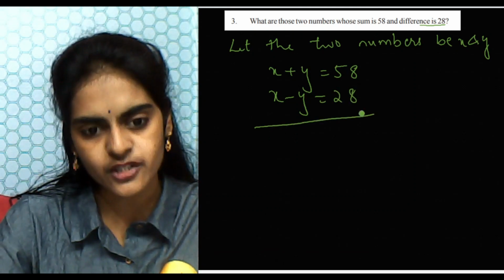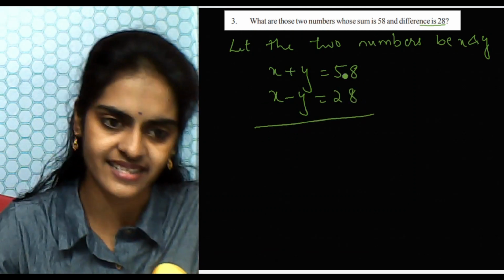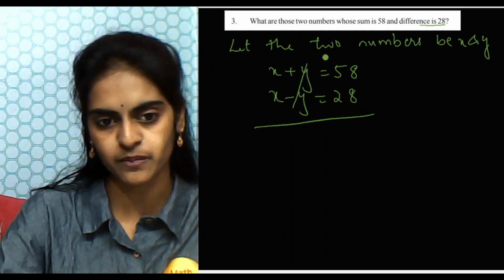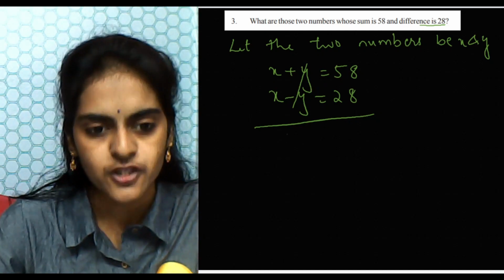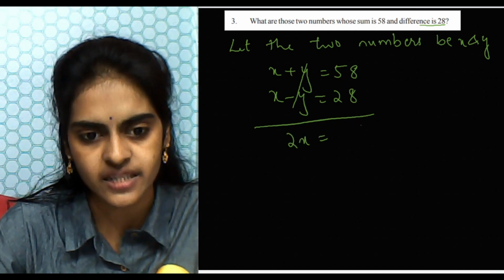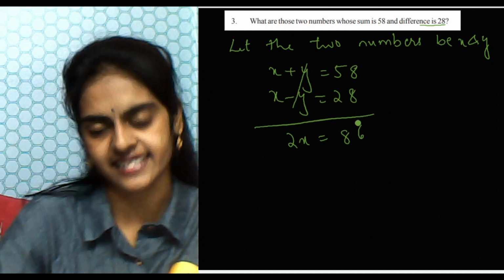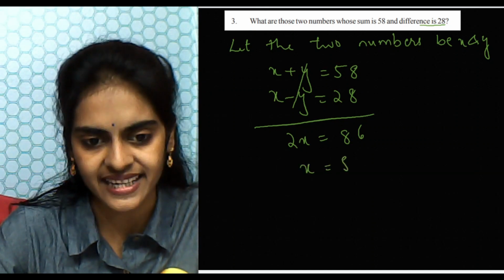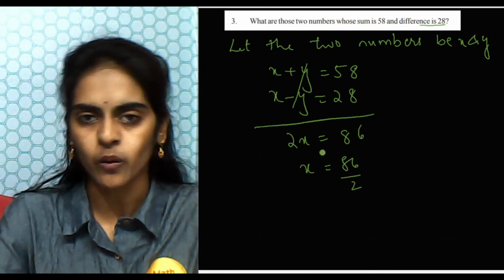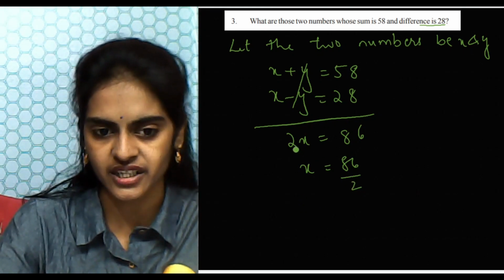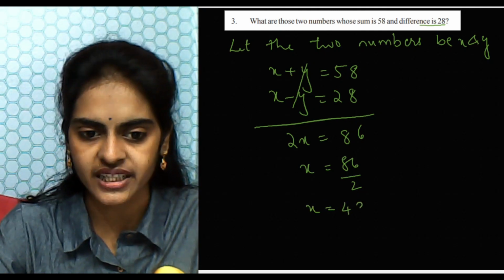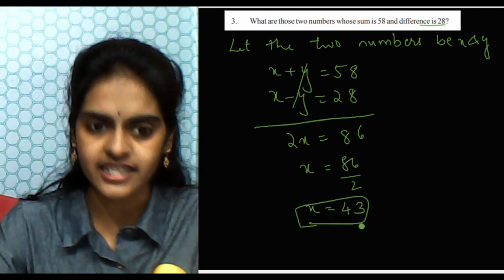Now solving these two equations, will I get the answer? Yes. If I add these two equations, plus y and minus y get cancelled. So you have 2x is equal to 86. I want the value of x, so x is nothing but 86 divided by 2. Why? Because this 2 is in multiplication here, going to the other side it becomes division. So x is nothing but 43. Clear? So x is 43.